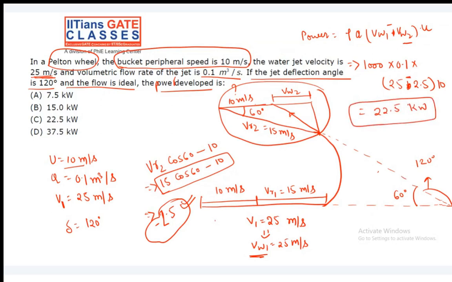See, I am redrawing this velocity triangle. What happened here is that vr2 cos 60 is lesser than 10 meter per second. That means your velocity triangle would look like this at the exit. See, here I am drawing. This is vr2 and this is u, which is 10, and vr2 cos 60 is lesser than this one. That means your v is here.